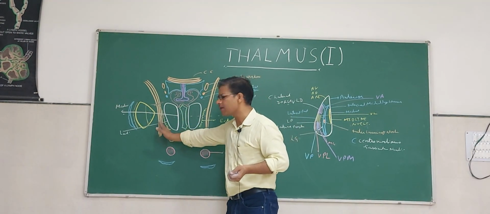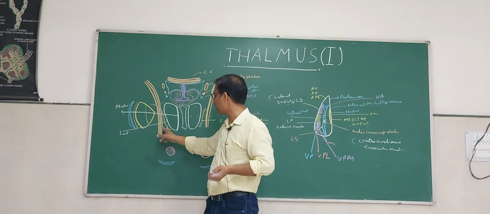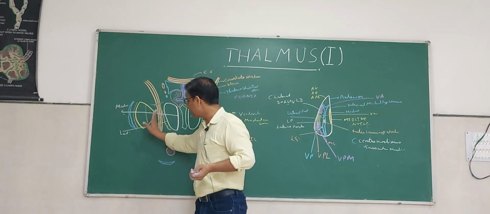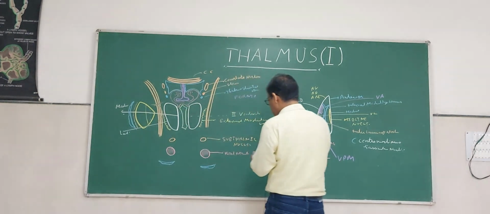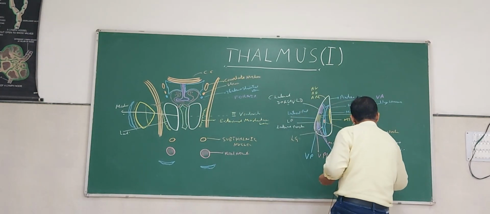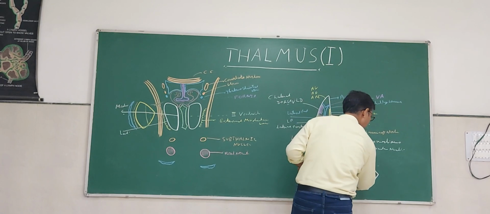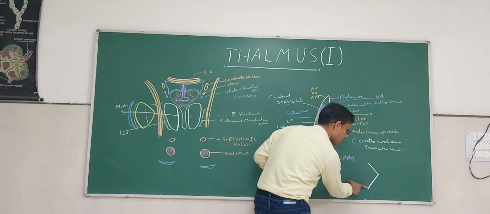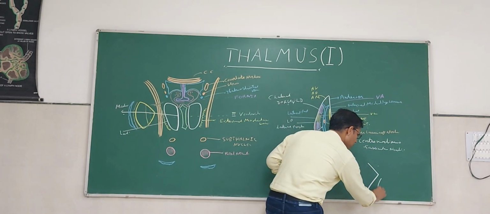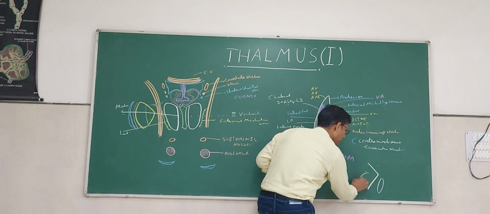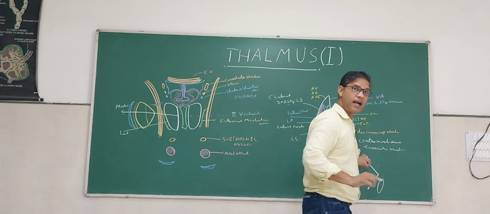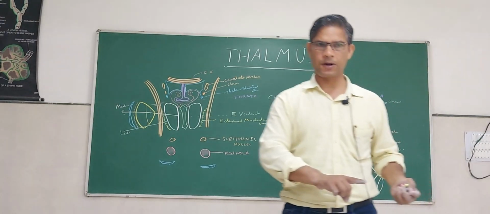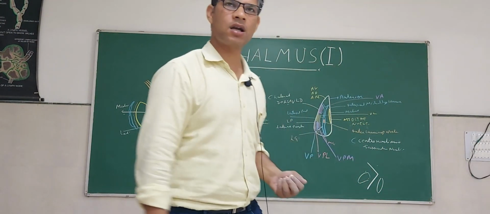Laterally, it is related with the internal capsule. In between them there is the external medullary lamina, and especially the posterior limb of the internal capsule. If I form the V-shaped internal capsule, this is the anterior limb, this is the genu, and this is the posterior limb. Here the caudate nucleus is separated from the lentiform nucleus; neither the anterior limb nor the genu is separated from this one. Okay, that was the lateral part.